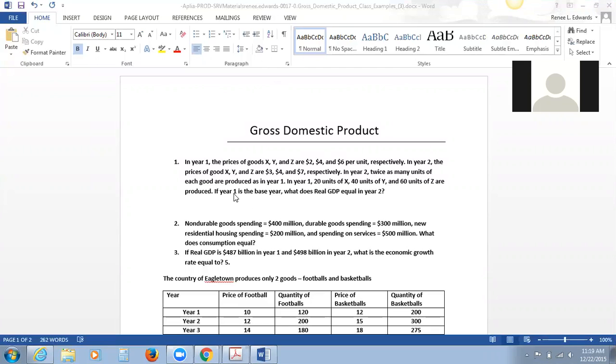All right. So if the question is asking you if year one is the base year, when you're talking about GDP, nominal GDP is always going to be current production in current year prices. So if I were asking for nominal GDP in year one, you're going to use year one prices. If I ask for nominal GDP in year two, you're going to use year two prices. When it asks for real, the very first thing you want to do is figure out what is the base year. And the base year is whatever year you happen to pick.